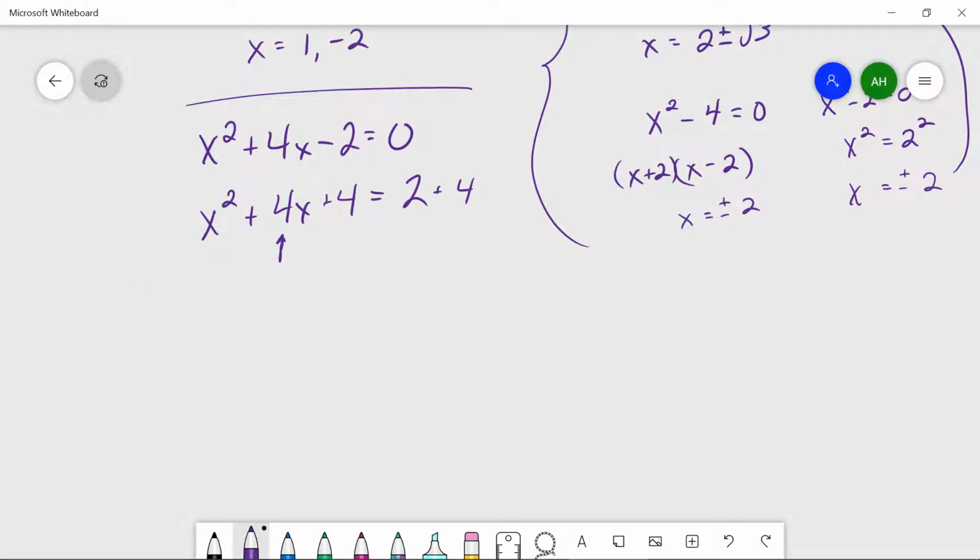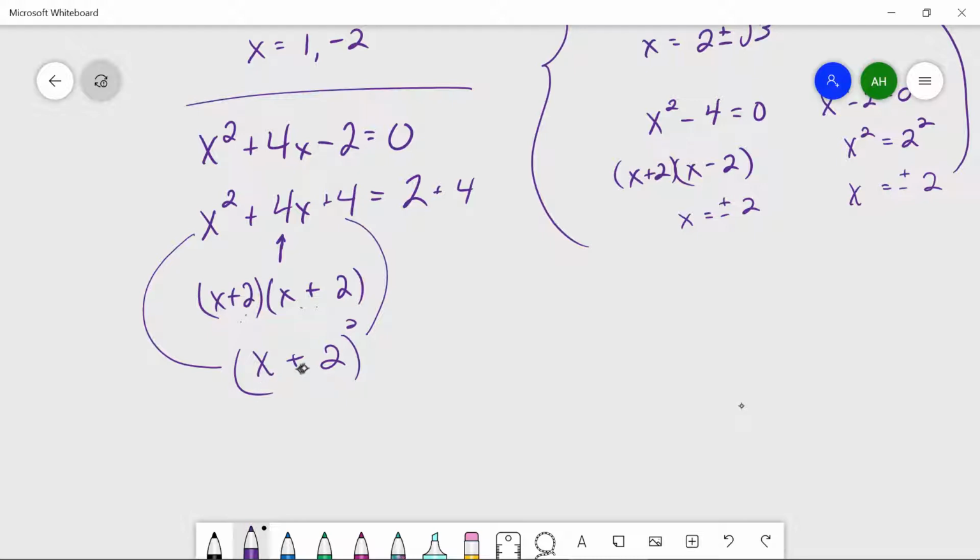So this over here, think about the fact that this right here is going to be x plus 2, x plus 2. So the factors, when we've completed the square, I know my two factors are just squares. These factors become the square root of the first term, which is x, and the square root of the last term, which is 2. Okay, so that's all you need to do there. So this is x plus 2 squared equals 6.